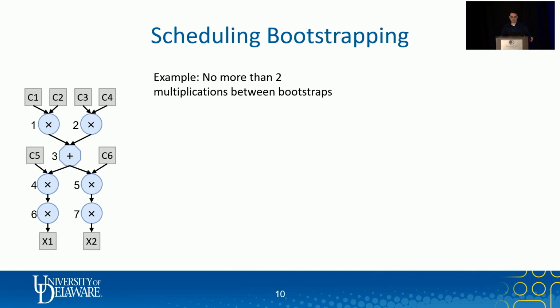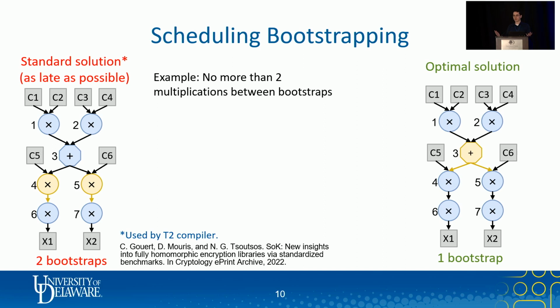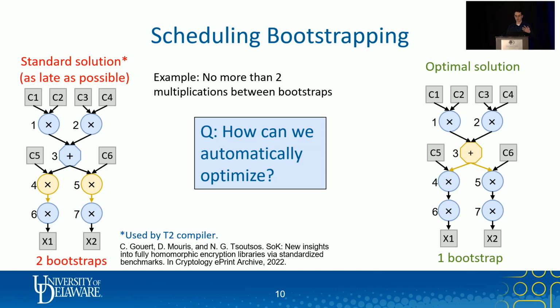Now we can look at a motivating example for our work. Here we have a task graph with some operations, and we're going to assume that no more than two multiplications can occur between bootstrapping in this example. If we use that T2 compiler approach, what we see is that there's going to be two bootstrapping operations on the highlighted multiplications here. But through some simple analysis we realized that if we did this optimally, we'd really only need to use one bootstrapping operation on this multiplication, highlighted in yellow now. So the question we were asking is, is there some way we can do this optimally, automatically?